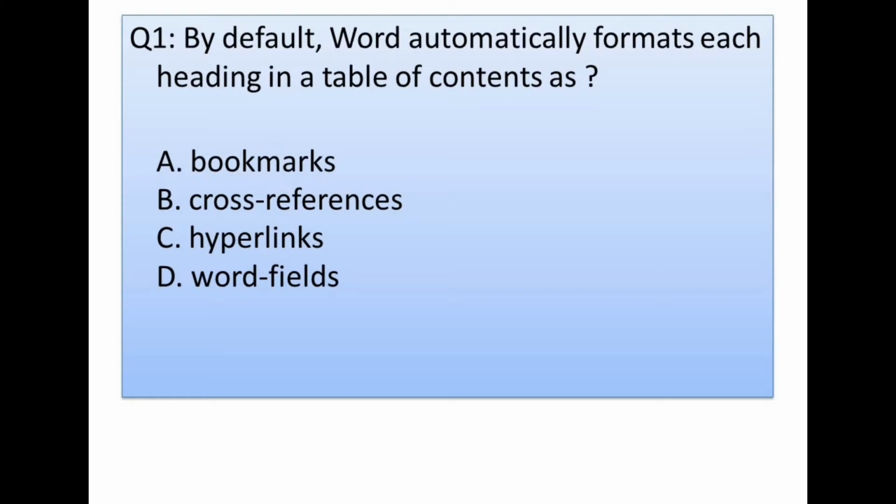तो चलिए स्टार्ट करते हैं। बाय डिफ़ॉल्ट वर्ड ऑटोमेटिकली फॉर्मेट्स each heading in a table of contents as bookmarks, cross references, hyperlinks, word fields. The correct option is C.